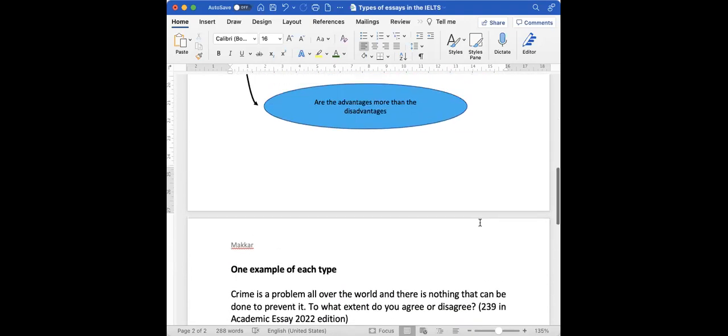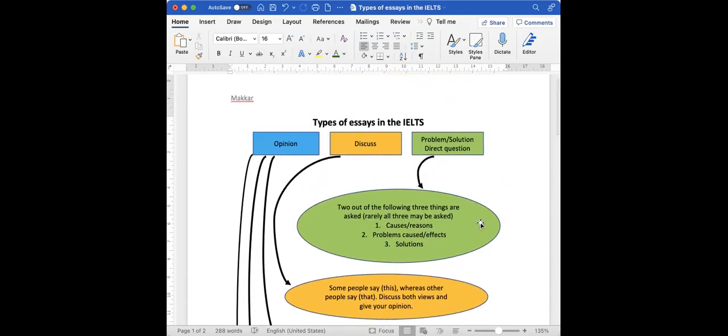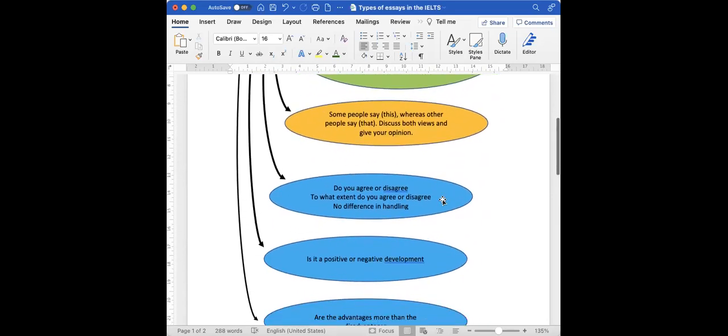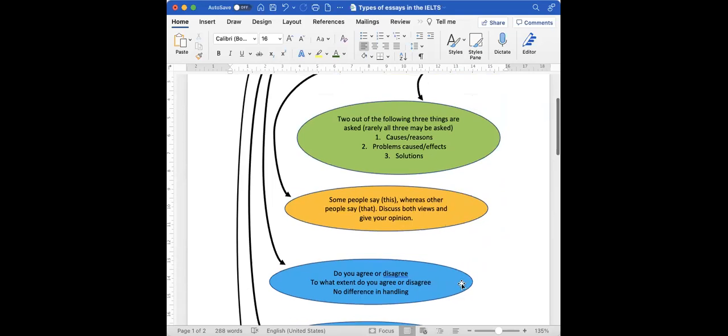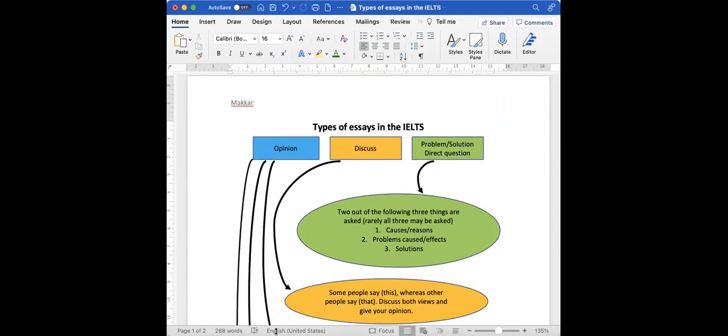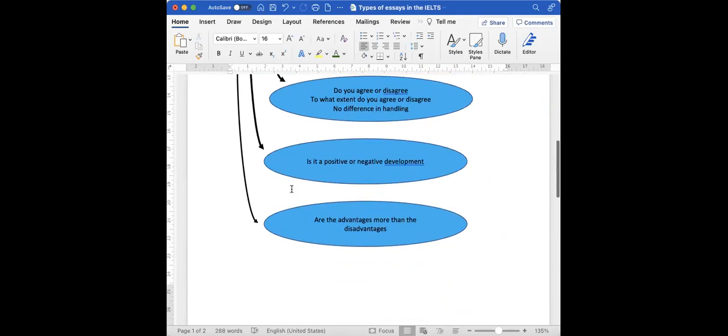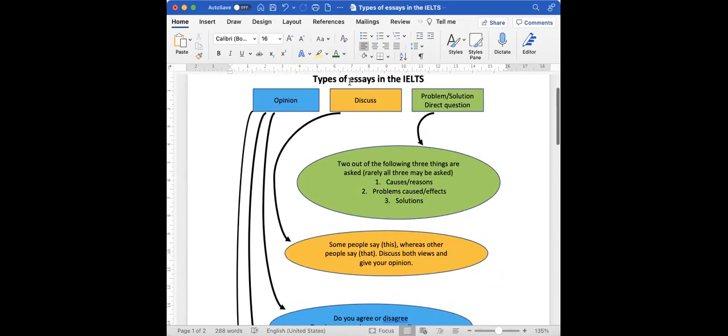अंडरस्टैंडिंग हो रही है. हाँ, इजीली अंडरस्टैंडिंग हो रही है ना इससे. ये 3 ways डायग्राम ज्यादा अच्छा हो रहा है क्योंकि ये देखो मैंने इसको ब्लू करा, फिरोजी, टर्कोइज, और ये भी मैंने वही 3 कलर्स कर दिए. वो एग्री के ओपिनियन है, ये डिस्कस है, ये प्रॉब्लम सॉल्यूशन है.